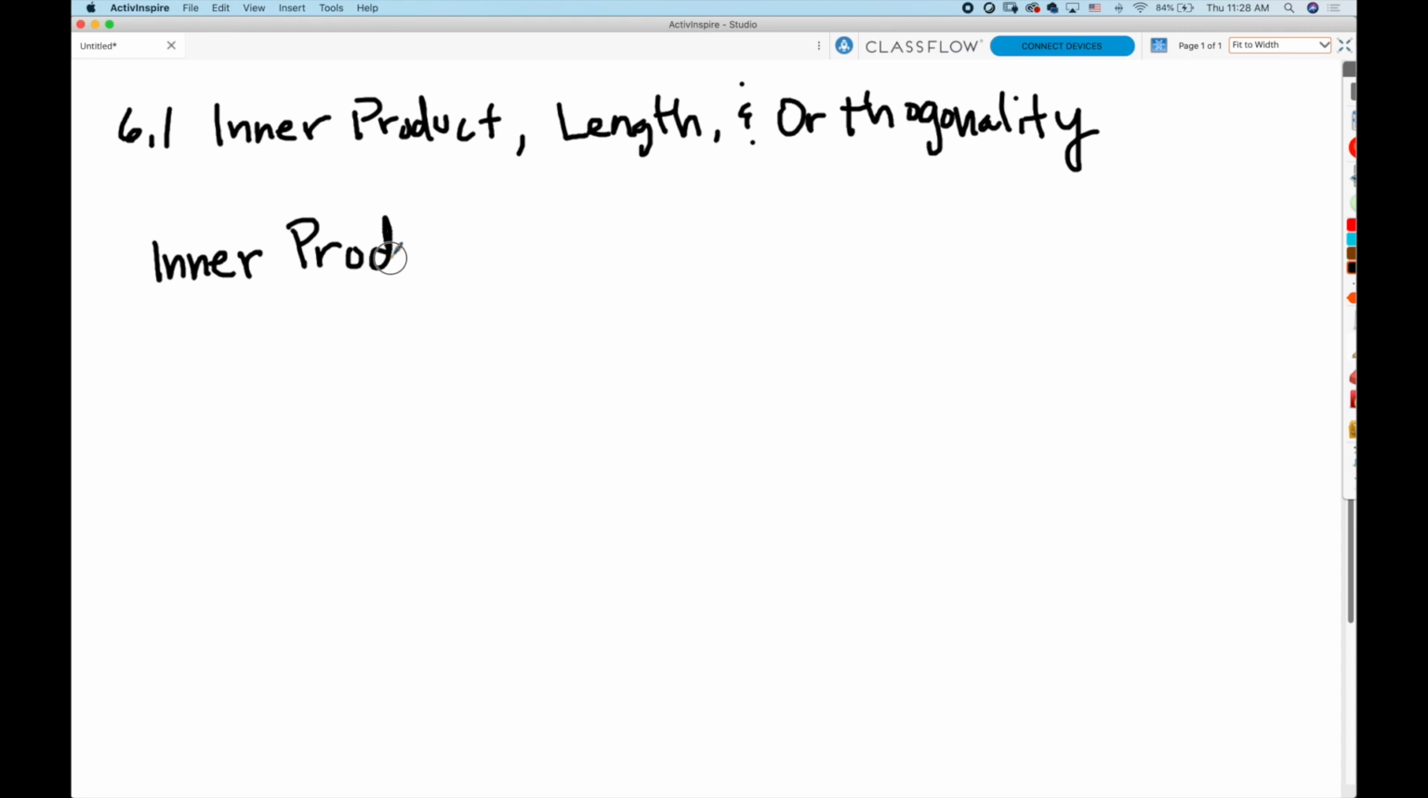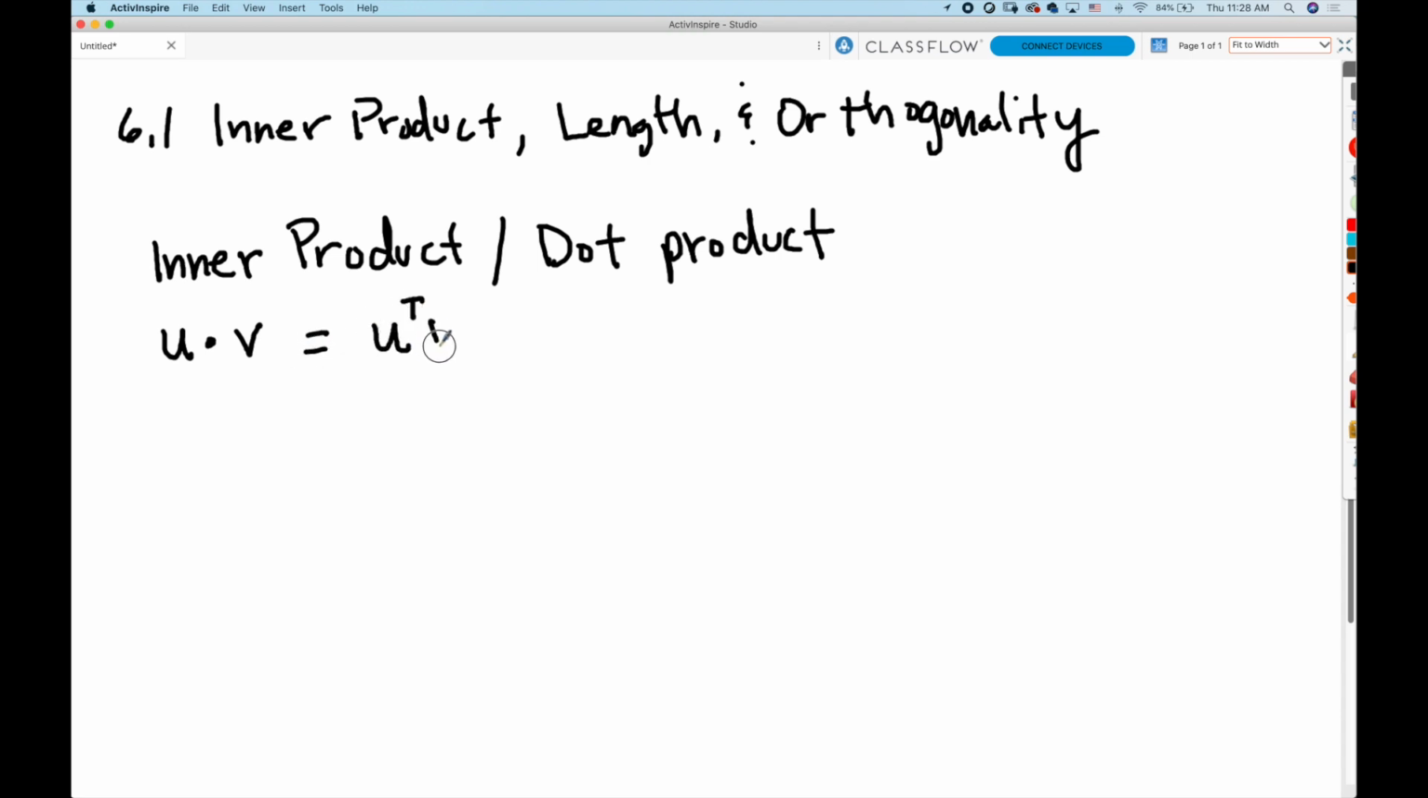It's also called the dot product. That's another word for it. And so we're going to define the inner product U dot V as U transpose V. And so this is how we're going to define our inner product or dot product.